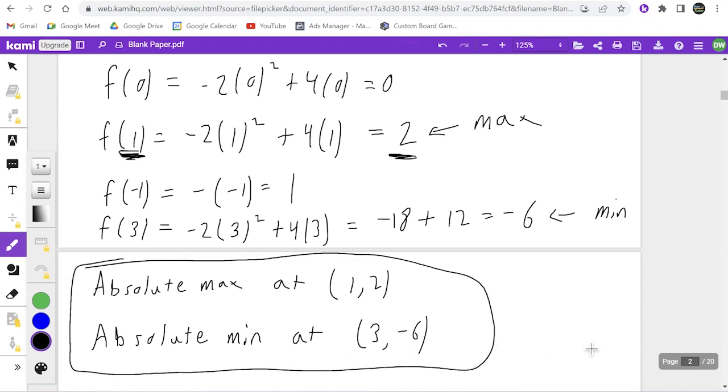And there we go. That's it for that one. Honestly, that's the hardest question of today because it was a piecewise function. The next two will be easier. Any questions on that one? Okay.